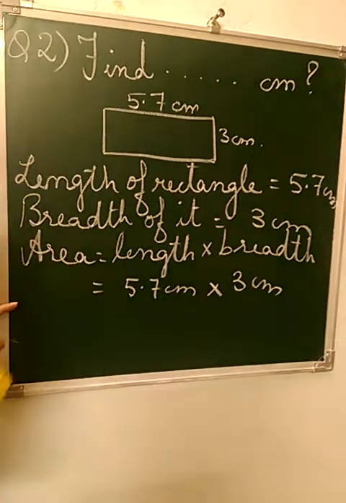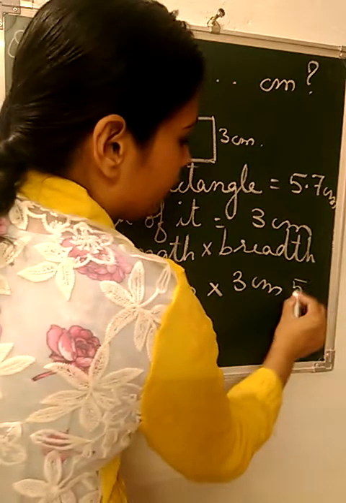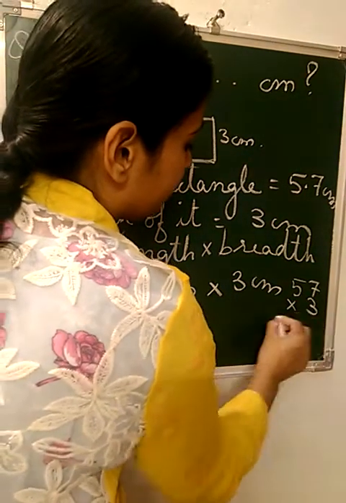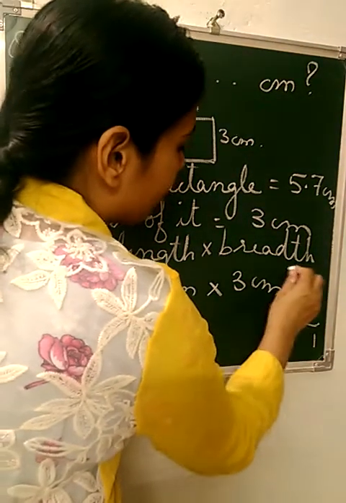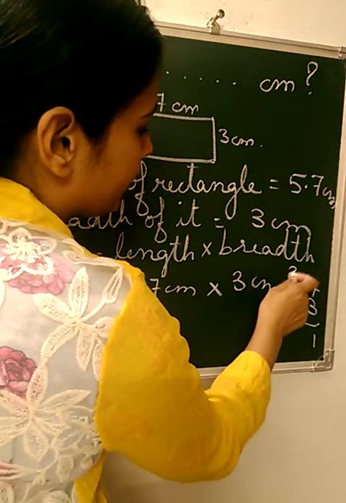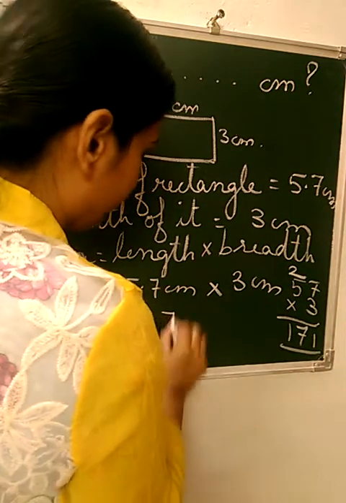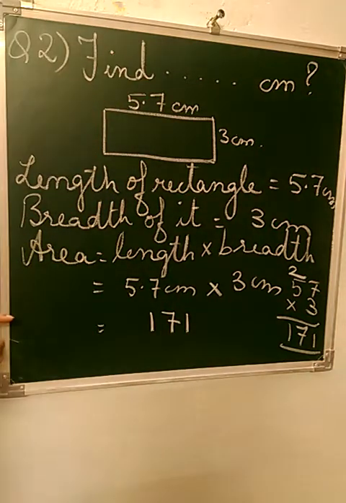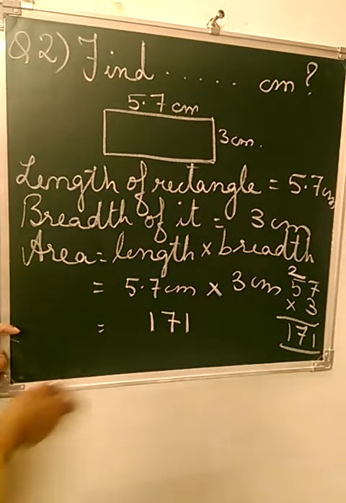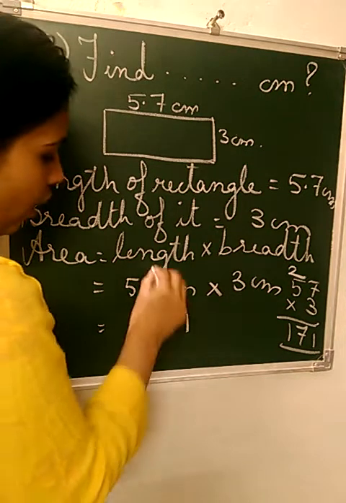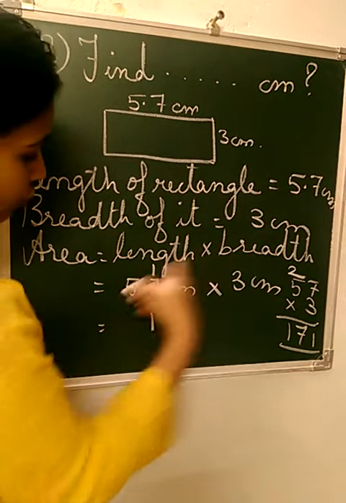So again we'll multiply 57 and 3. So we multiply here. 3 sevens are 21. 3 fives are 15, 16, 17. So it is 171. Now since it's a decimal number, we need to again see the decimal places. We need to count the decimal places. 1, nothing. So only 1.